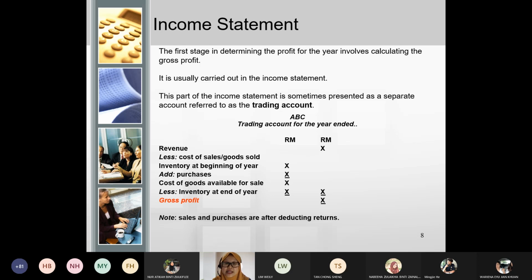Same for the purchases here. If you have the purchase return, you have to minus purchase return here. Purchases minus purchase return, so you have the net purchase. Let's see the example.